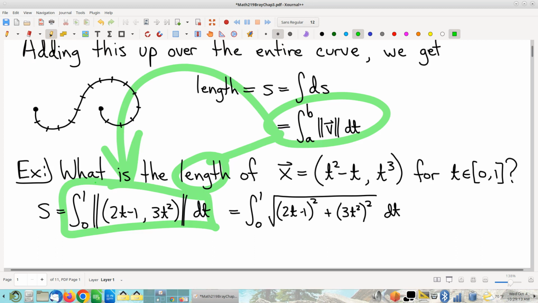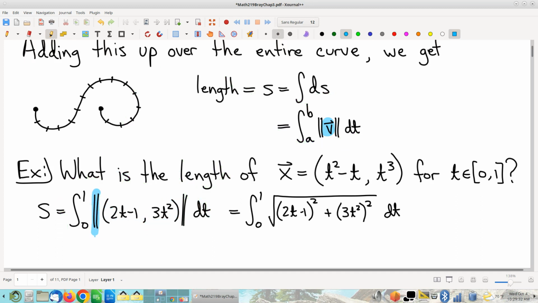Notice all I had to do was compute the velocity. The velocity is what I've got in here. That's what you get when you take the derivative of position. Derivative of position is velocity. And then you end up with, if you compute this magnitude, the square root of the sum of the squares of the coordinates. And you find yourself with an integral to compute. And sadly, this one worked out to be a hard integral. I don't really want to have to deal with that integral, but that's the integral you'd have to compute for this length.